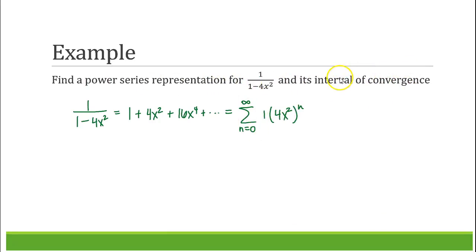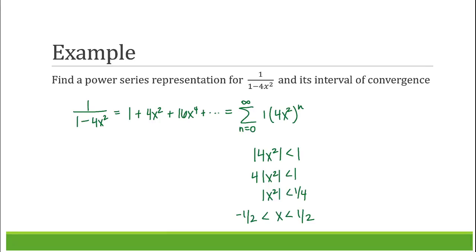And to find the interval of convergence, if it's geometric, the interval of convergence is when the absolute value of r, the absolute value of 4x squared, is less than 1. Well, 4 is already positive, so we can take it out of the absolute value bars and divide by it, so the absolute value of x squared is less than 1/4. And solving the inequality gives us negative 1/2 is less than x is less than 1/2. So it wasn't just x here, it was x squared, and the square root of 1/4 is 1/2, so our x values are going to be trapped between negative 1/2 and 1/2. So this is my interval of convergence, and this is my power series representation.